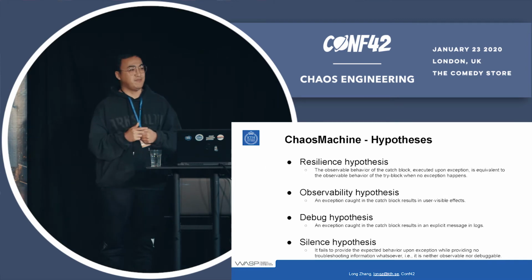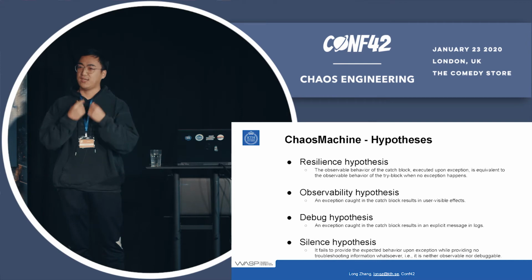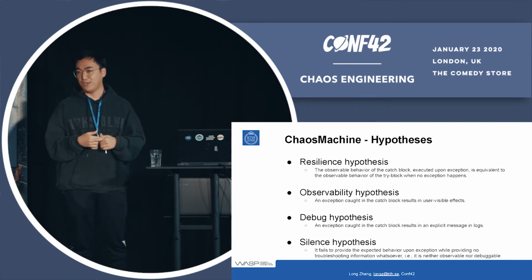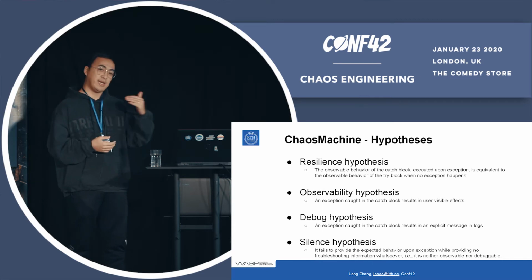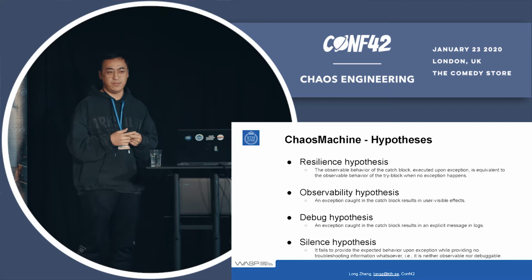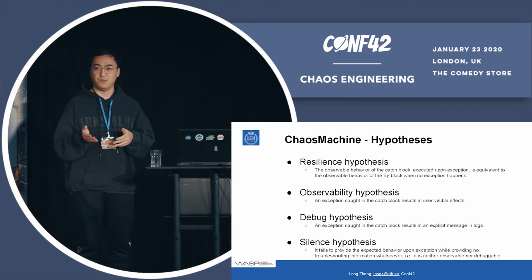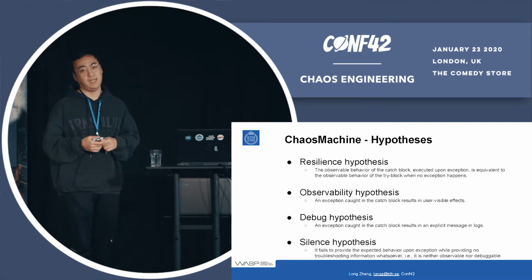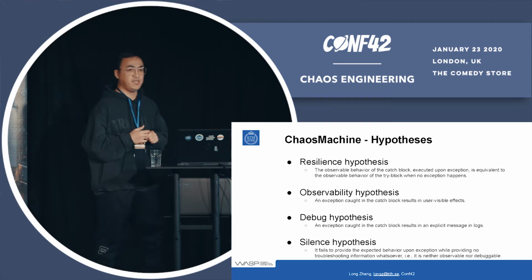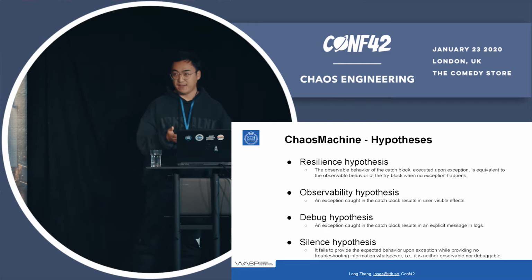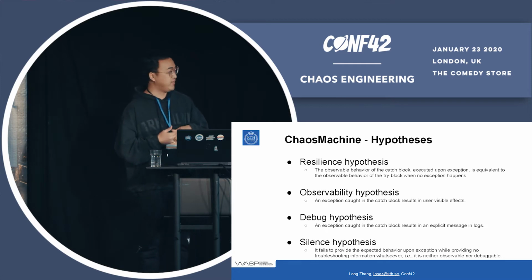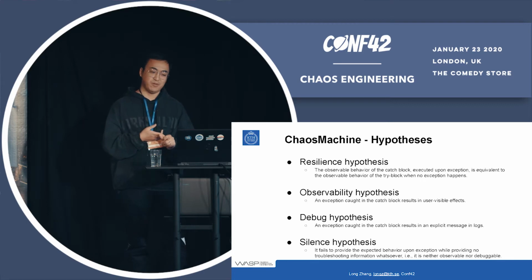So hypothesis is one of the quite important concepts in chaos engineering, because we would like to monitor the steady state of the system, and then set up a set of hypotheses, and then we run these chaos experiments to verify or falsify the hypotheses. So regarding the try-catch handling mechanisms in Java, in the JVM, we designed these 4 different hypotheses. The first one is the resilience hypothesis.